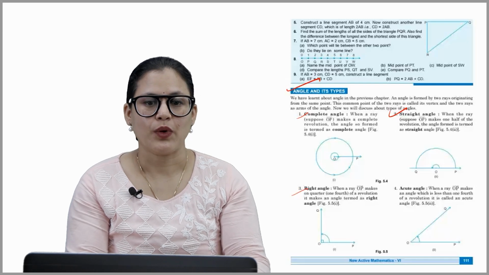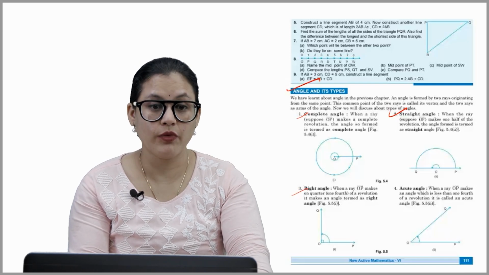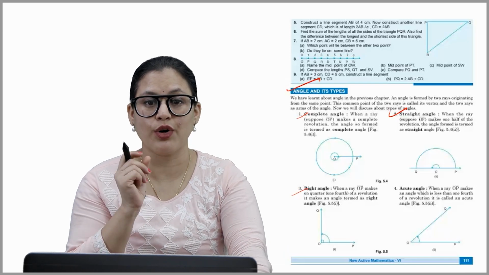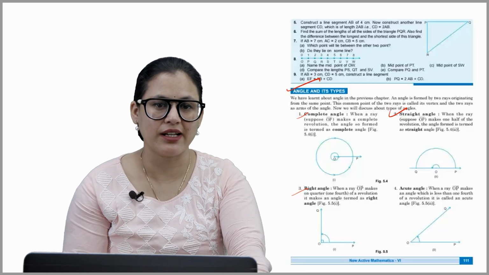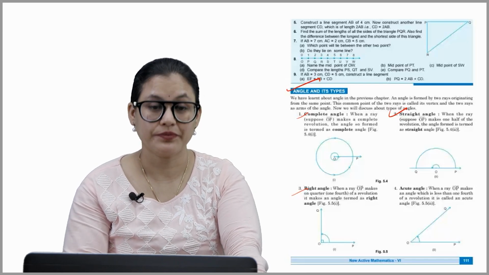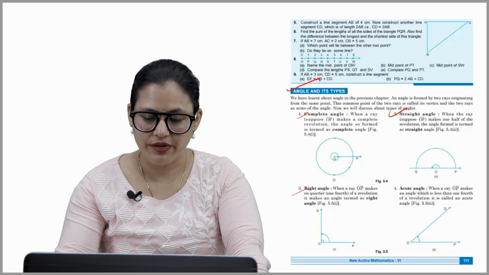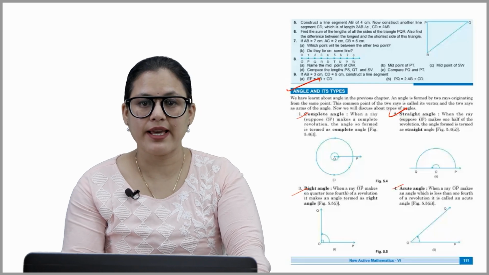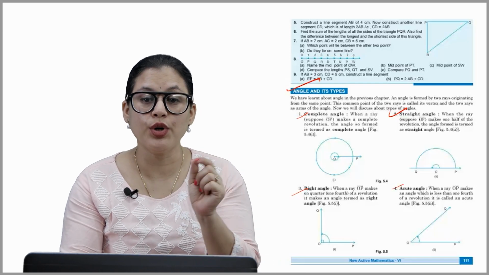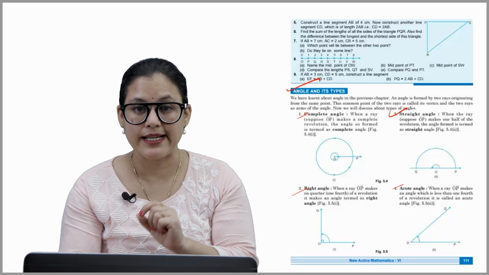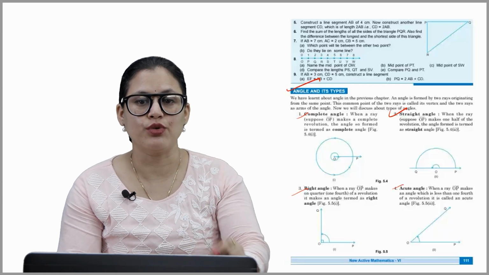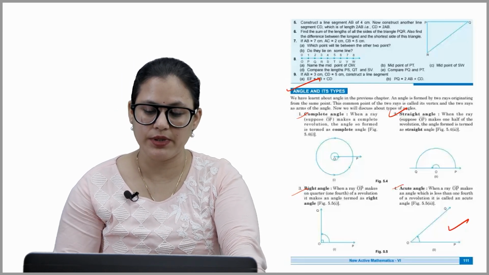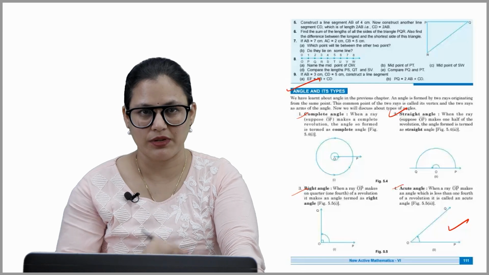Number 3, right angle. When a ray OP makes 1/4 of a revolution, it makes an angle termed as right angle. And number 4, acute angle. When a ray OP makes an angle which is less than 1/4 of a revolution, it is called an acute angle. See, this is an acute angle, which means less than 90 degree.